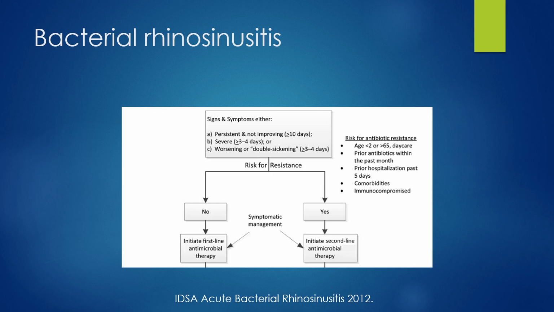After we've used the 3 clinical presentations to determine that a patient has bacterial rhinosinusitis, we then need to assess their risk for antibiotic resistance. Those risk factors are listed there on the right of this chart. After assessing for risk, we then initiate therapy. If the patient has no risk factors, they can be started on first-line antimicrobial therapy, which we'll discuss in a minute. But if they do have risk factors, then they need to be initiated on second-line antimicrobial therapy in order to overcome some resistance.